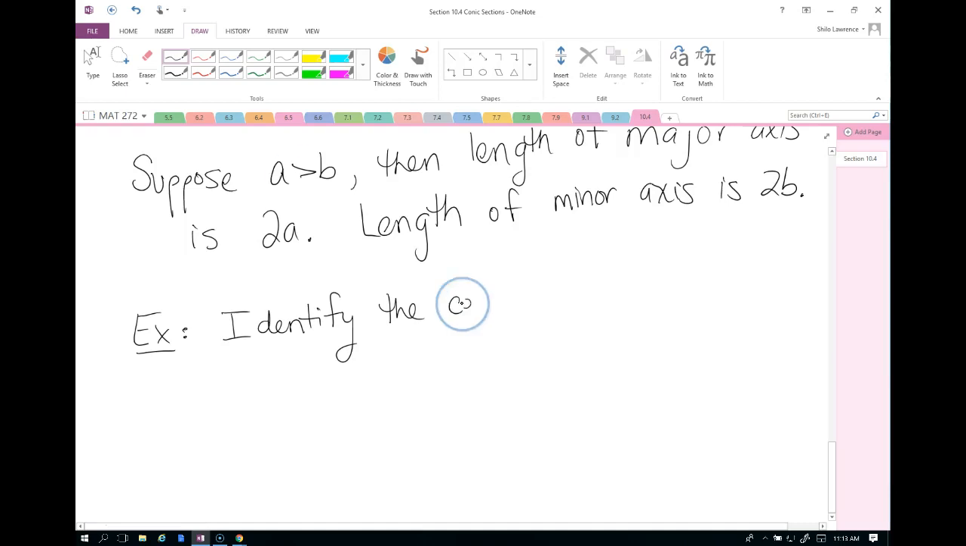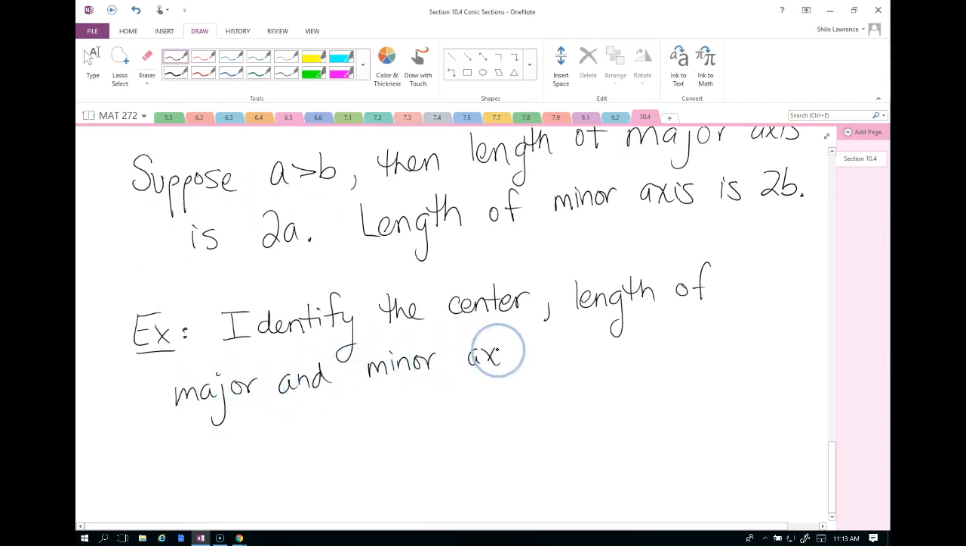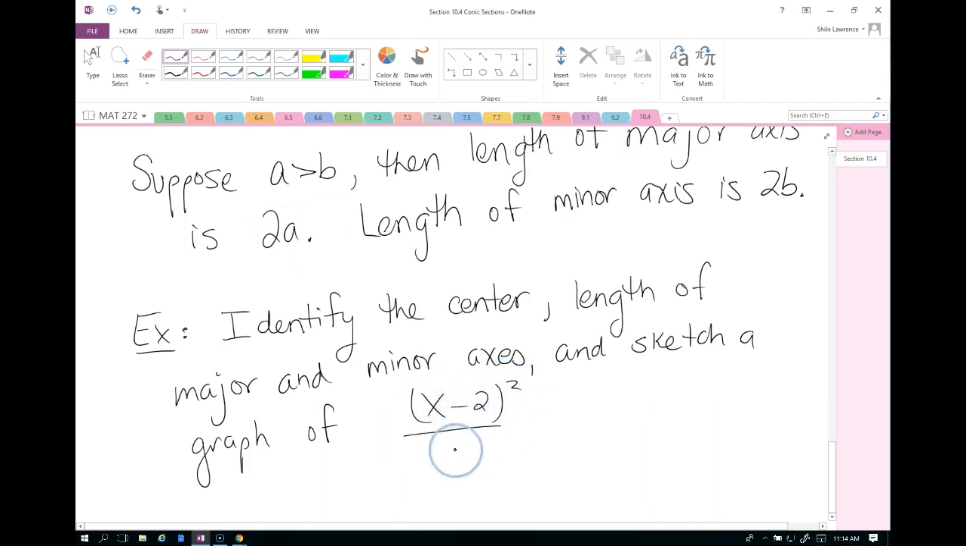So we want to identify the center, the length of the major and minor axes, and sketch a graph for x minus 2 squared over 9 plus y plus 1 squared over 4 equals 1.